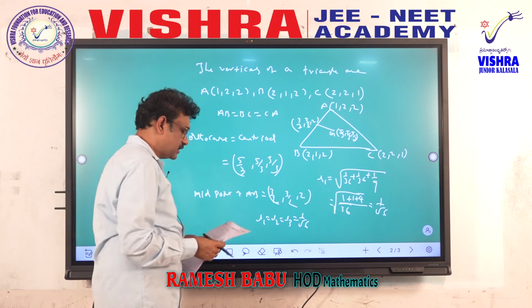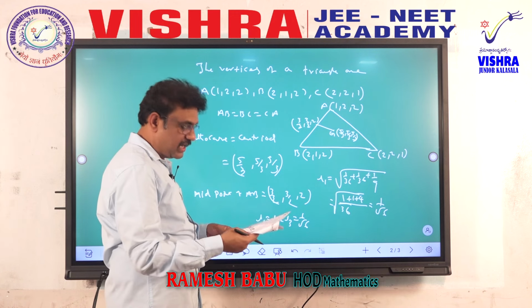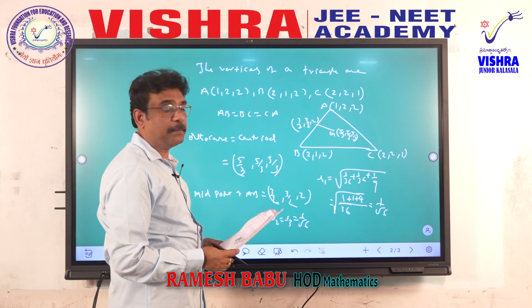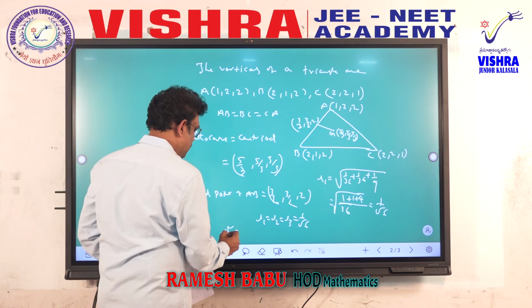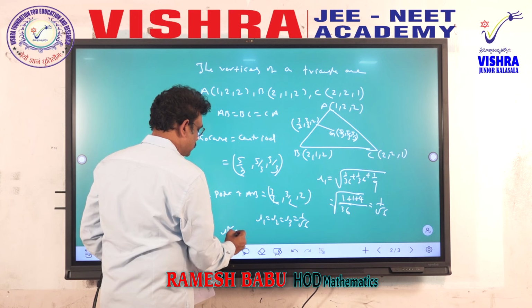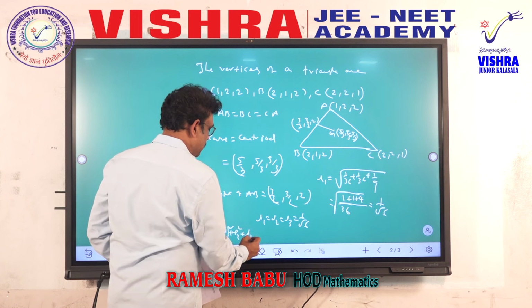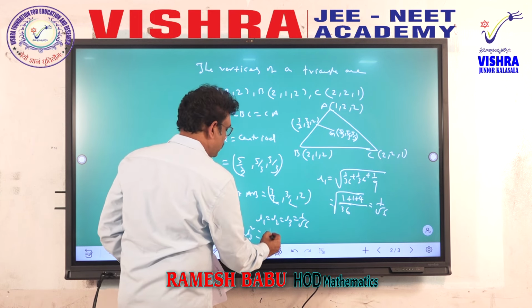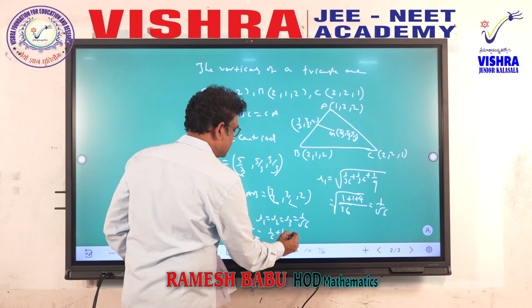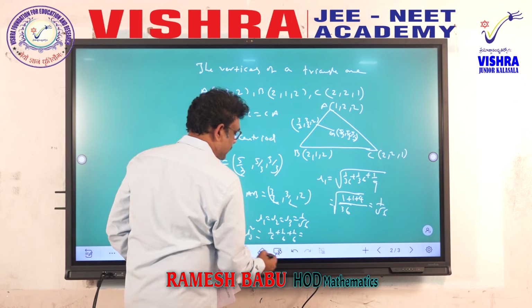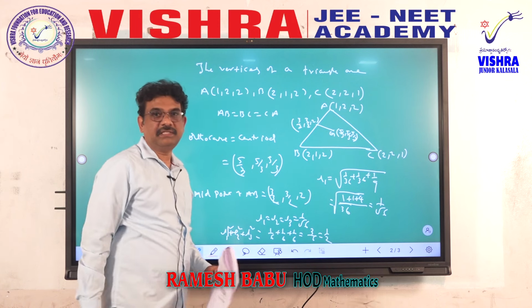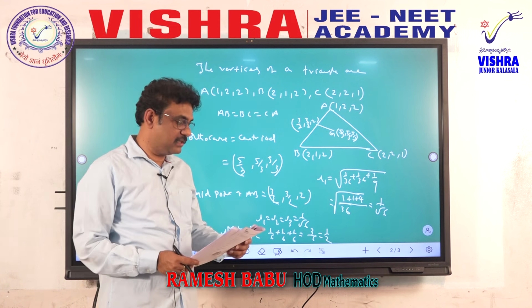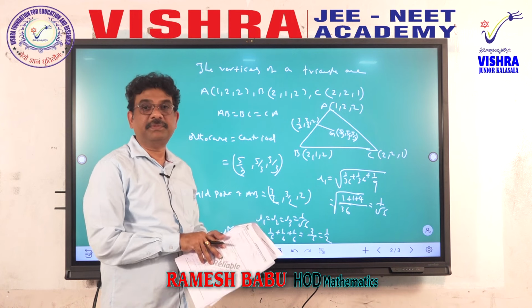So what we have to find here is L1 square plus L2 square plus L3 square. So L1 square, L2 square, L3 square is equal to 1 by 6 plus 1 by 6 plus 1 by 6. That is equal to 3 by 6, which is equal to 1 by 2. That is the second option.